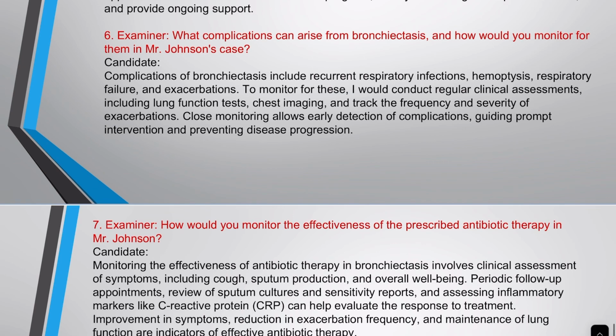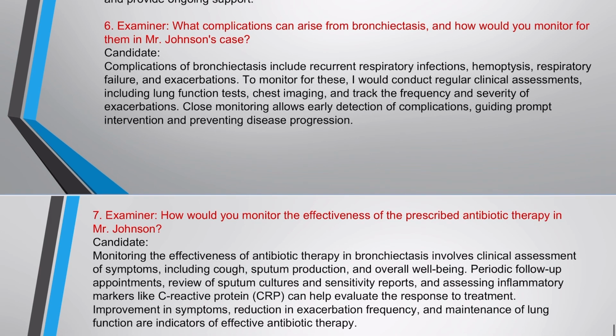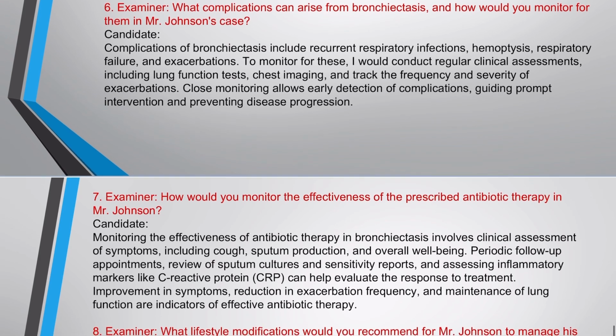What complications can arise from bronchiectasis and how would you monitor for them in Mr. Johnson's case? Complications of bronchiectasis include recurrent respiratory infections, hemoptysis, respiratory failure, and exacerbations. To monitor for these, I will conduct regular clinical assessment including lung function tests, chest imaging, and track the frequency and severity of exacerbations. Close monitoring allows early detection of complications, guides prompt intervention, and prevents disease progression.